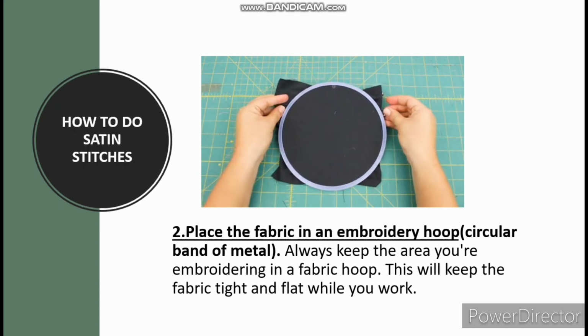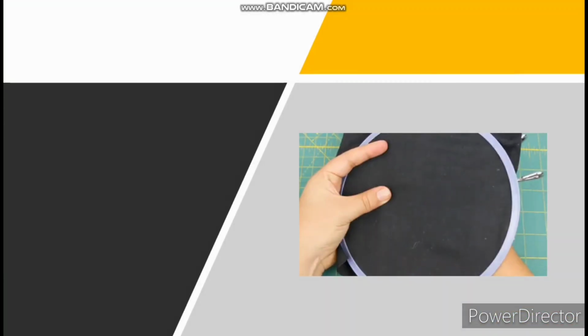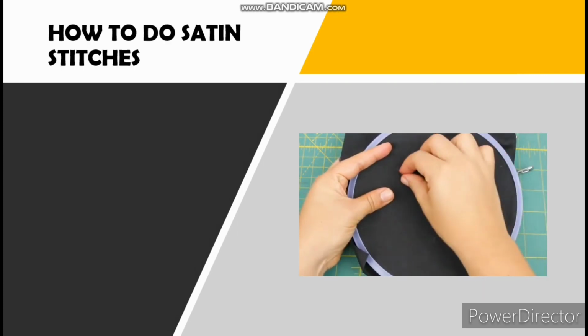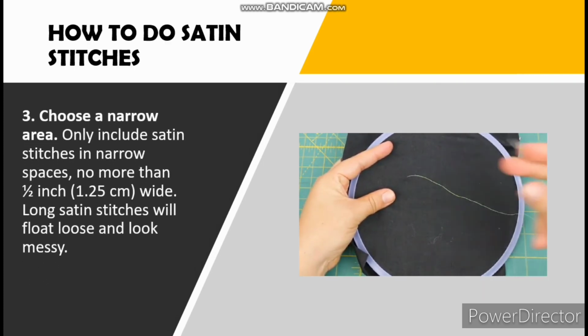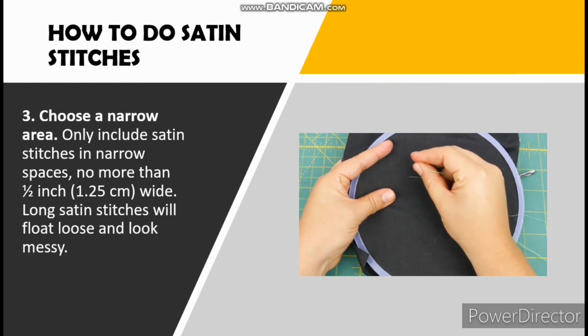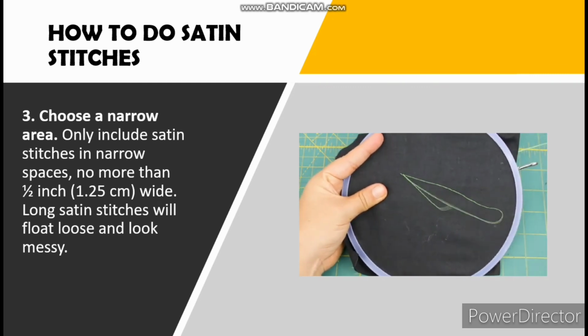Next, choose a narrow area. Only include satin stitches in narrow spaces, no more than half an inch, that is 1.25 centimeters wide. Long satin stitches will become loose and look messy. So try as much as possible to keep it to that 1.25 centimeters so that it will not be too long, get loose, and not look nice.